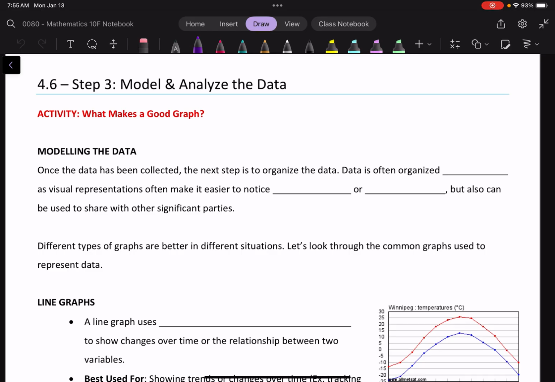Today we're going to talk about 4.6, which is all about how to model and analyze the data that we've collected. So it's the last step in the statistical modeling process, where we've already thought about what data we want to collect so that we can answer what questions.